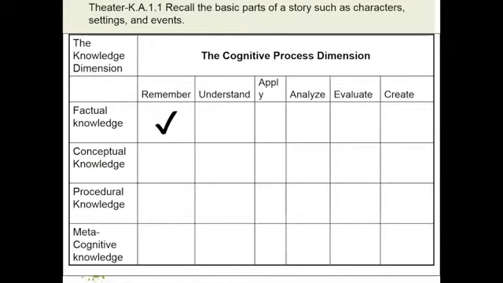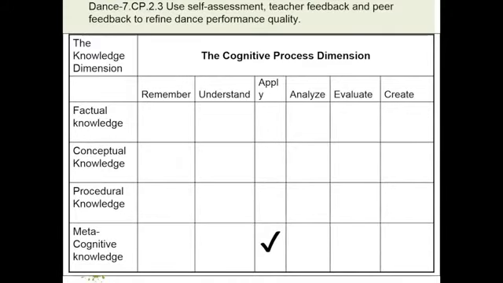For example, Theater Arts KA 1.1, recall the basic parts of story such as character, settings, and event, requires kindergarten students to recall, so it is a remember. It also requires students to recall basic information, so it's factual knowledge. Dance 7 CP 2.3, use self-assessment, teacher feedback, and peer feedback to refine dance performance quality, asks second grade students to use, which makes this the cognitive process apply. It is asking for knowledge of the self from various sources, which makes the knowledge dimension metacognitive.